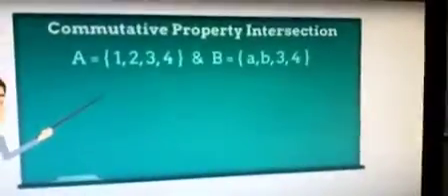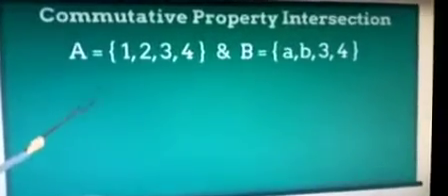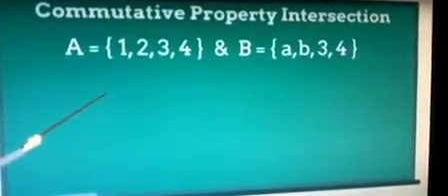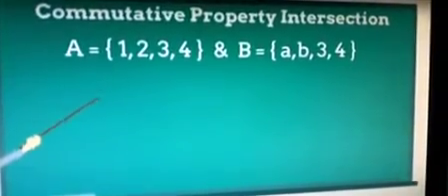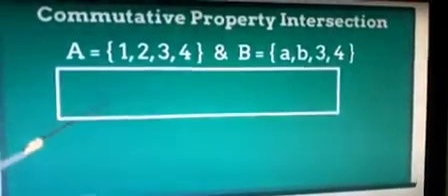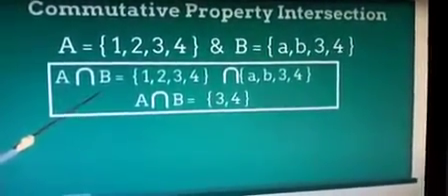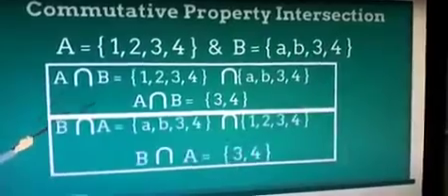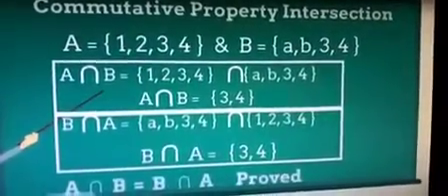Again, consider the same sets, A and B. To prove commutative property of intersection, we need to prove that the result of A intersection B is equal to B intersection A. The result of A intersection B here is 3 and 4. And the result of B intersection A is also 3 and 4. This proves the commutative property of intersection of sets.